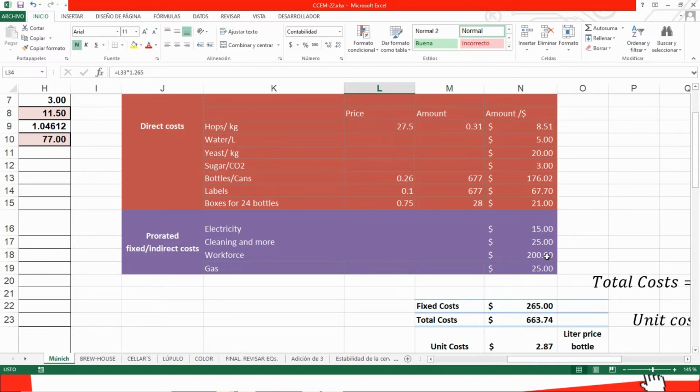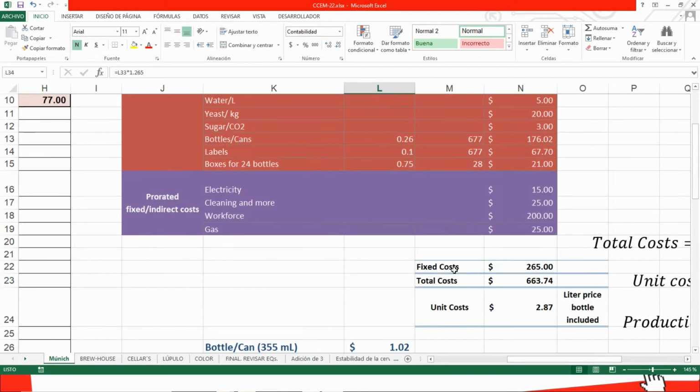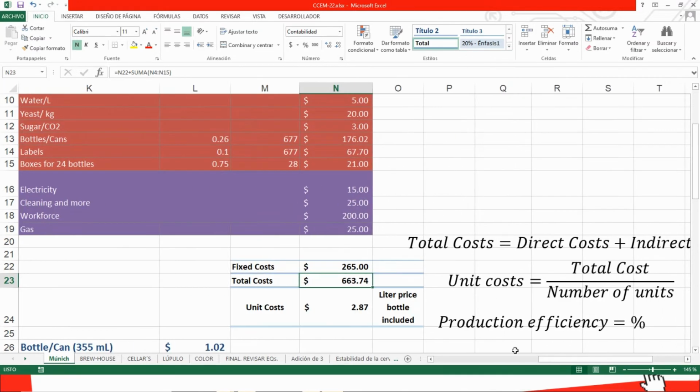And once I have these numbers, I have the sum of the fixed or indirect costs, and here I have the total cost, that is the direct cost plus the indirect cost, that are 663 dollars and 74 cents. If you can see, it is the sum of both fixed costs and direct costs. Then we have the unit cost. With this formula, the total cost divided by the liters that I'm going to prepare of wort.